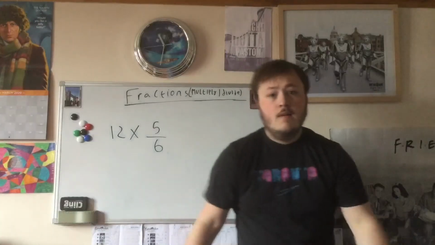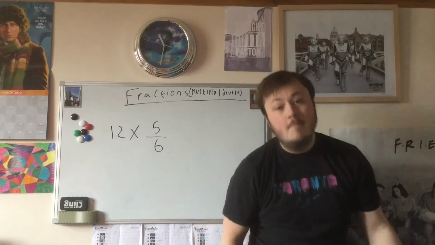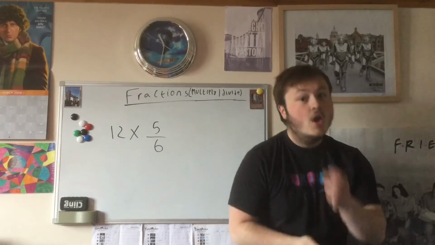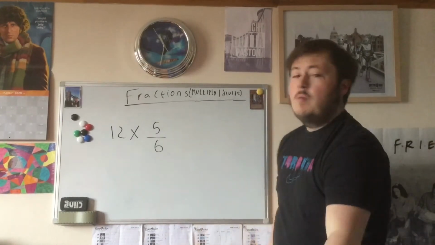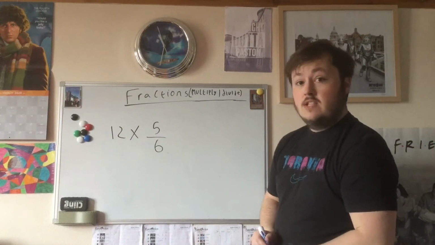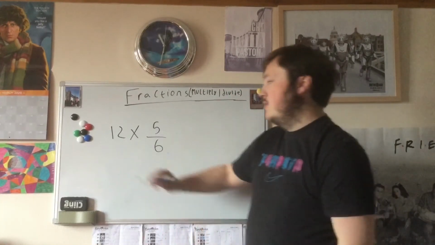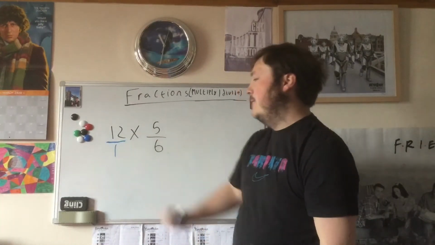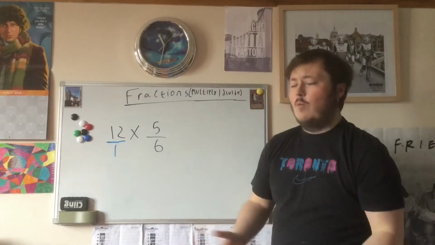Fantastic. Finally, what about problems like this? 12 times 5 over 6. We haven't got a mixed number, we haven't got an improper fraction, we've just got a whole number. What do we do? Well, we do the same thing we did with addition and subtraction. We turn that 12 into a fraction. What we do is we put a line here and a 1 underneath. Now we can times them together. We can get on with it.